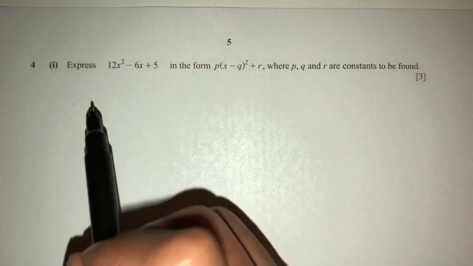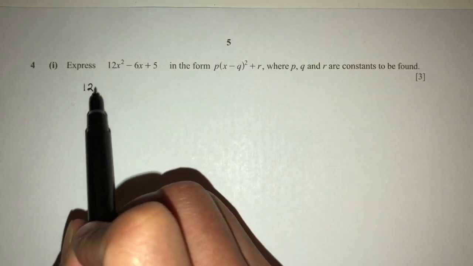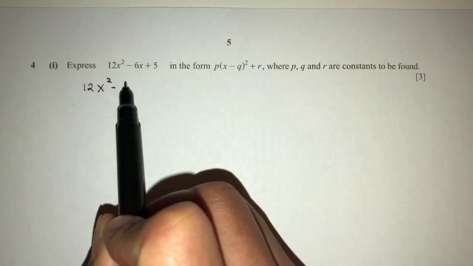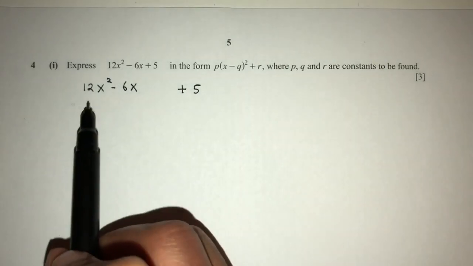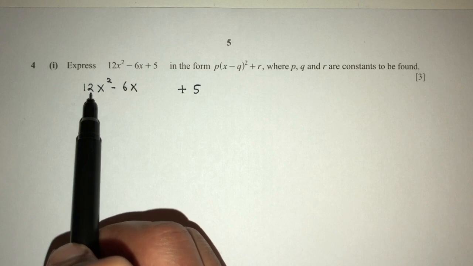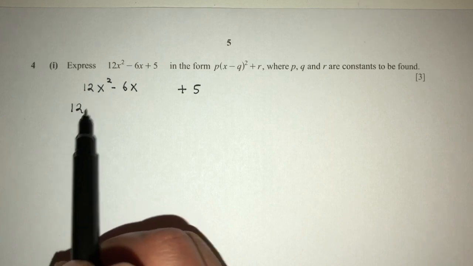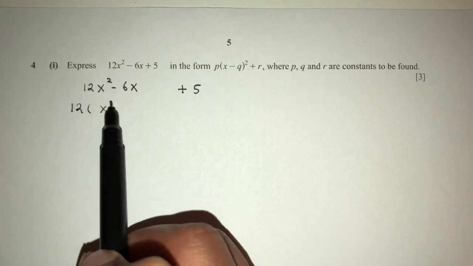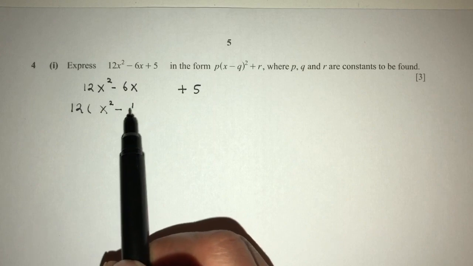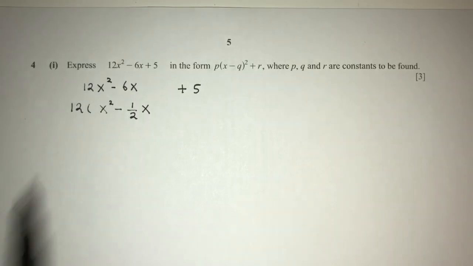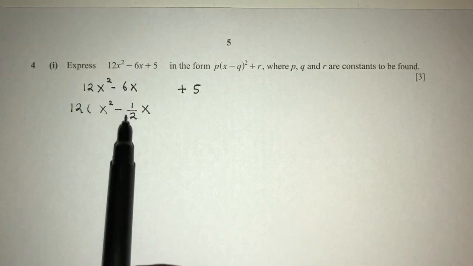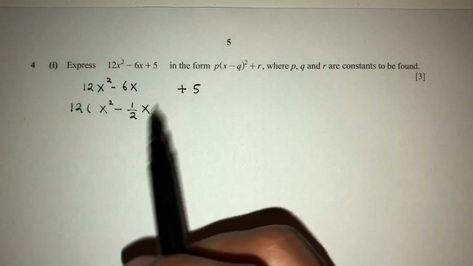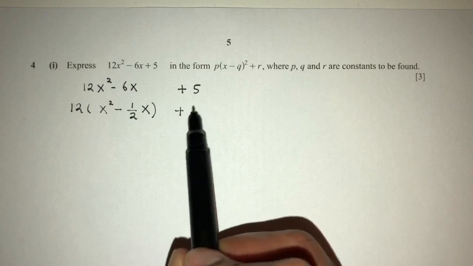So let me do something first. I will write 12x squared minus 6x, some space, plus 5. Now, I have to make sure to make this become 1. So let's factorize 12 outside. That will become x squared minus 1 over 2x, right? Because if you take out 12, 6 divided by 12 is half. So you will have this on the inside plus 5.